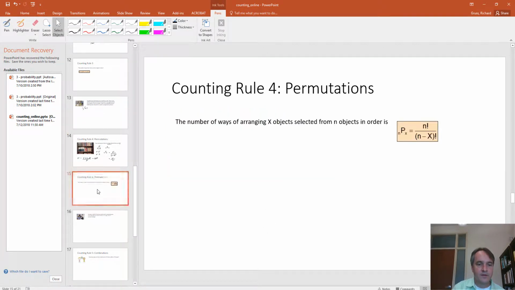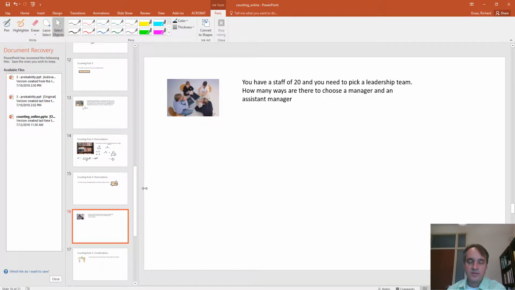Okay, so on the next slide, we see again the formal articulation of the problem that I gave you, and hopefully it's a little bit clearer now than it was just on the slide. So we talked about what n was, what x was, and how to do this factorial. Okay, so this is our permutation. Let's take a look at a problem where this comes up. This again was a problem that we saw on the first slide. You have a staff of 20 and you need to pick a leadership team. How many ways are there to choose a manager and an assistant manager?